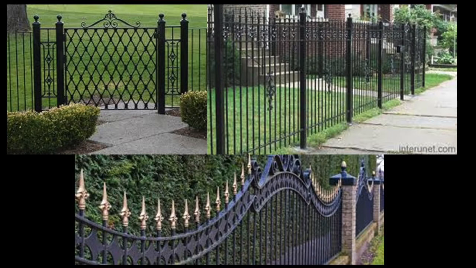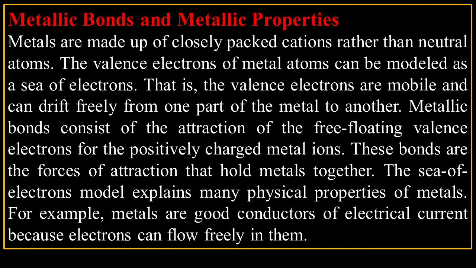So we're going to be looking at essentially transition metals and how useful they are because of their bonding structure. Metals are made up of closely packed cations rather than neutral atoms. The valence electrons of metal atoms can be modeled as a sea of electrons. That is, the valence electrons are mobile and can drift freely from one part of the metal to another. Metallic bonds consist of the attraction of the free floating valence electrons for the positively charged metal ions. These bonds are the forces of attraction that hold metals together.